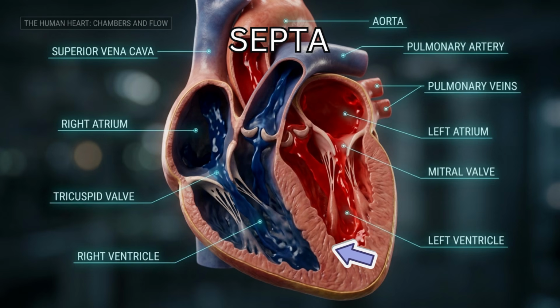Septum. Internally, the heart is divided by a vertical partition called the septum into two halves, the right and the left, to keep the oxygenated and deoxygenated blood separated. The septum between the two auricles is known as the interatrial septum, and between the two ventricles is the interventricular septum.